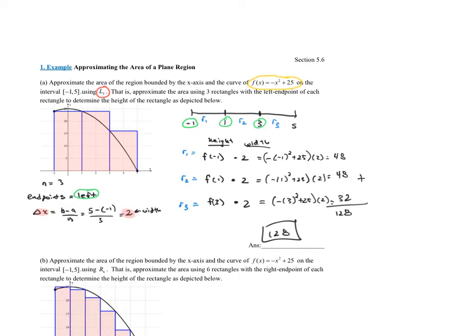Just visually, though, I want you to look at this picture and think, is this a good estimation? Well, since we already have the picture done, we can look at it. If you see, there's a lot of area where we overestimated. So I'm just going to write a little note here. This is probably an overestimation.